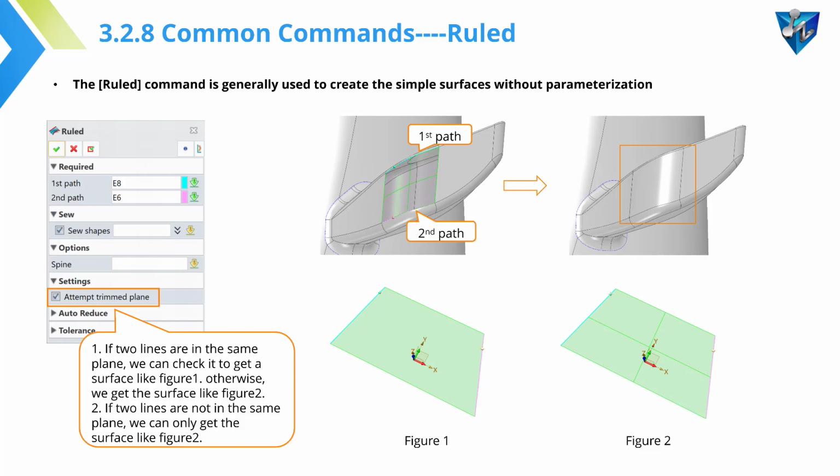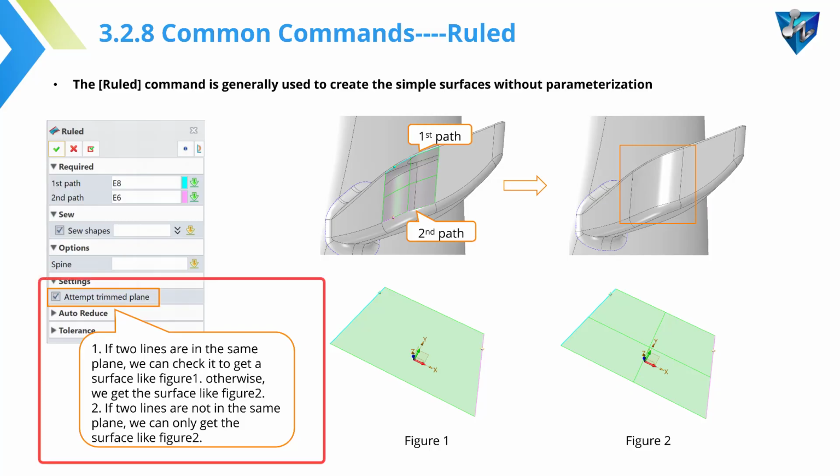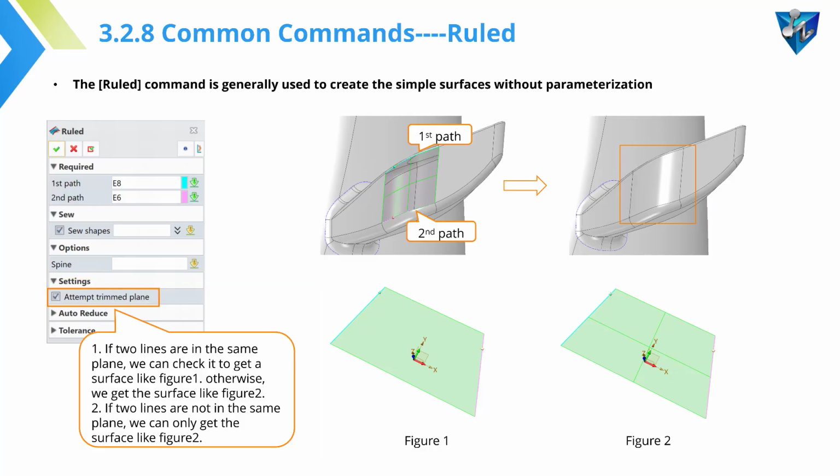There is an option that needs to be explained, which is temp trimmed plane. If two lines are in the same plane, we can check it to get a surface like figure 1. Otherwise, we get the surface like figure 2. If two lines are not in the same plane, we can only get the surface like figure 2. Okay, let's move on to ZW3D to show more detail to you.